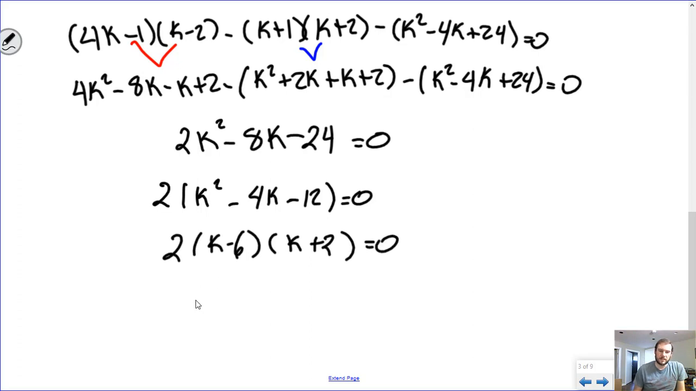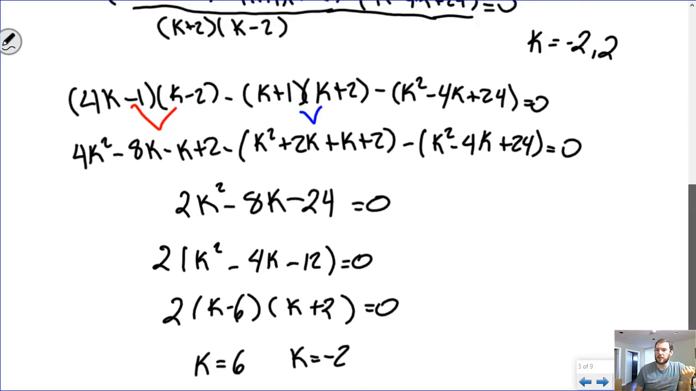So from here, what we can say is that our answers are k is equal to 6, and from this bracket, we get k is equal to negative 2. So right away, it looks like we have two answers. But if we stop and think about this for a second, do both of these answers work? And right off the bat, you should recognize one of these answers as being like, hey, wait a second, we know that one doesn't work, right?